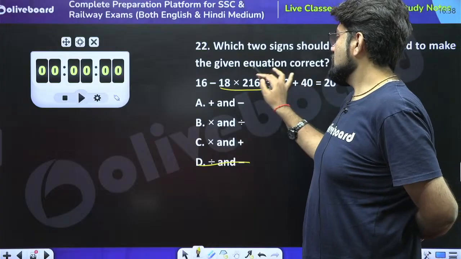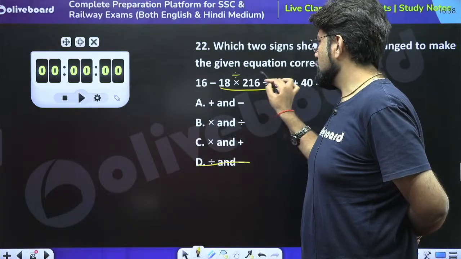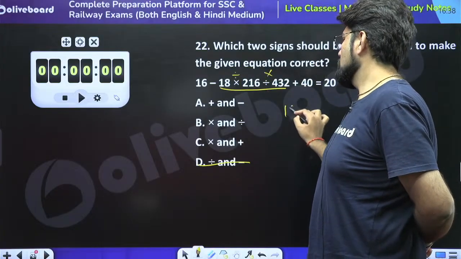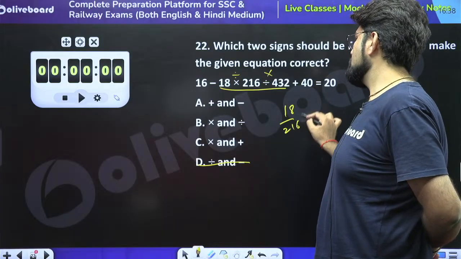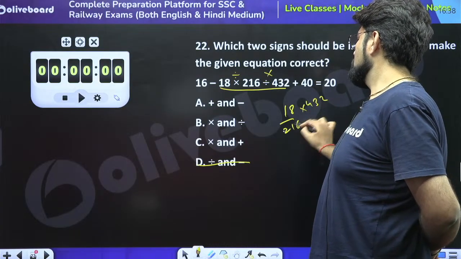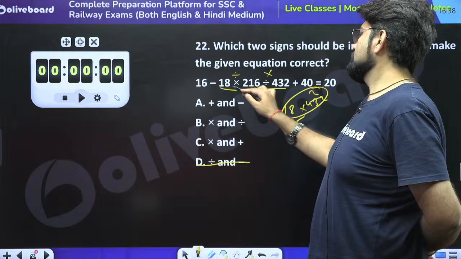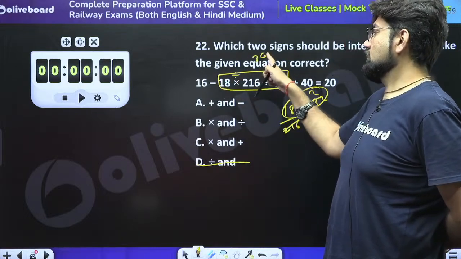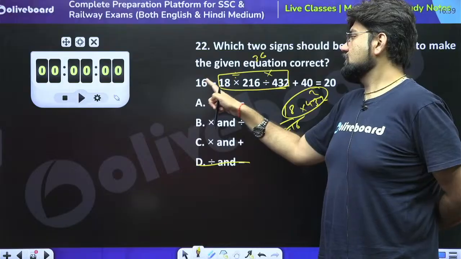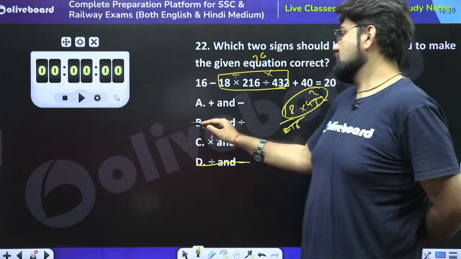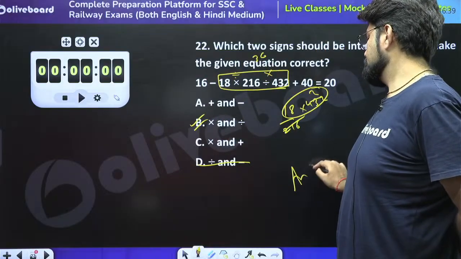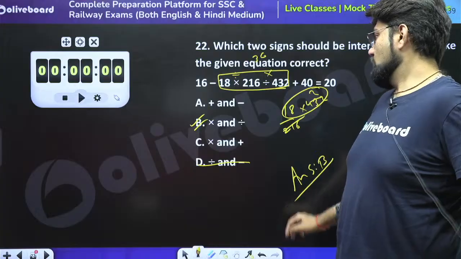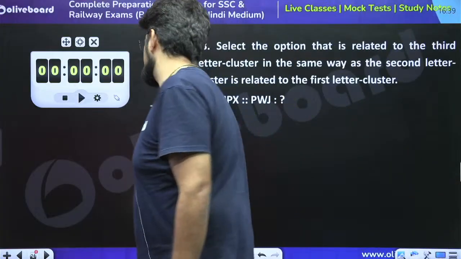Okay. Division and into I can still do. I can still put it here. Let me just check it for the sake of it. So, 18 divided by 216 into 432. This will be twice and this is 36. So, this whole unit now becomes 36. So, the negative values increase from 9 to 36. Now, 40 plus 16 is 56 minus 36 is 20. So, my answer is option B. Okay, I just checked with the division sign.